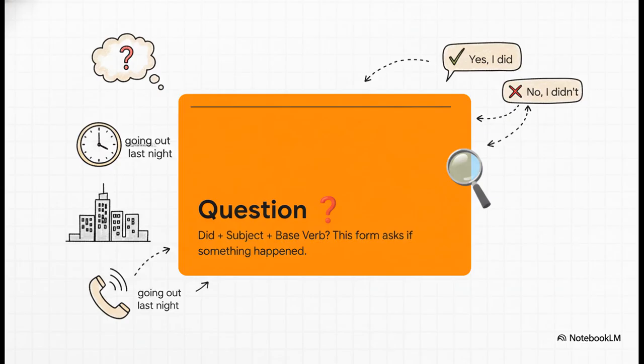And for questions, you guessed it, we follow a similar logic. We just kick things off with did, then add the subject, and then, the base verb again. Did you go out last night? Did she call you? And the answers are just as easy. Yes, I did, or no, I didn't.